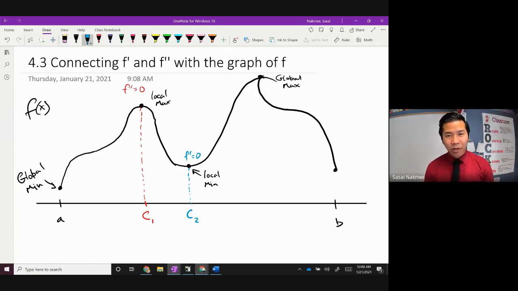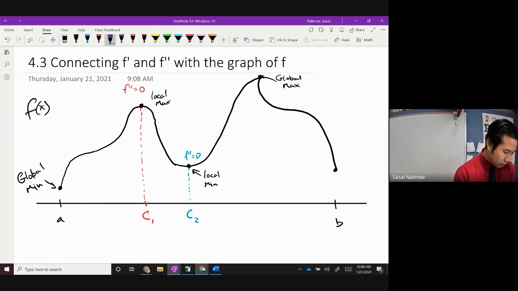But there are a couple more critical points on there, though they're not as easy to see. There's actually one critical point between A and C1. I don't know if you can see it or not, but there is a critical point right about there. I didn't draw that very well.